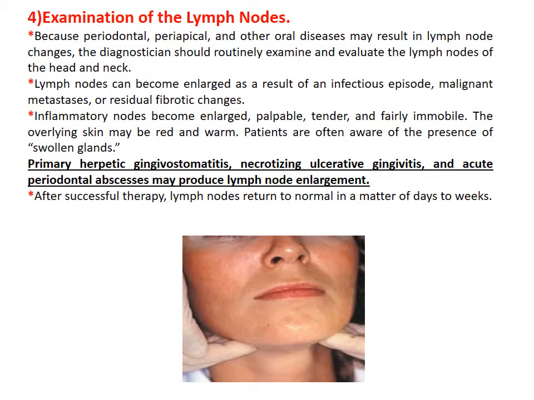We can also examine the lymph nodes. Many diseases have lymph node enlargement. For example, primary herpetic gingivostomatitis, necrotizing ulcerative gingivitis, and acute periodontal abscesses may produce lymph node enlargement.